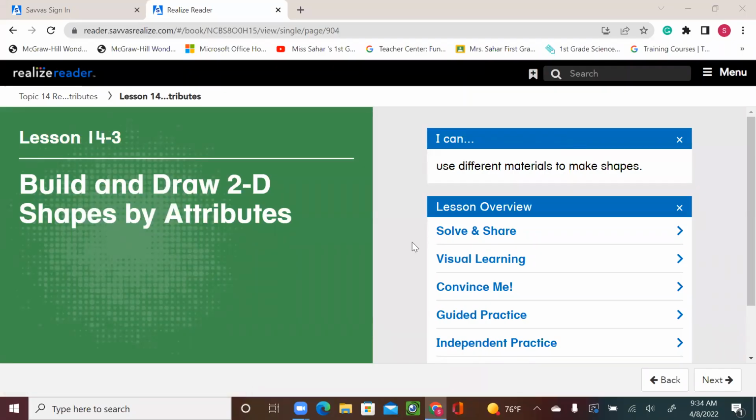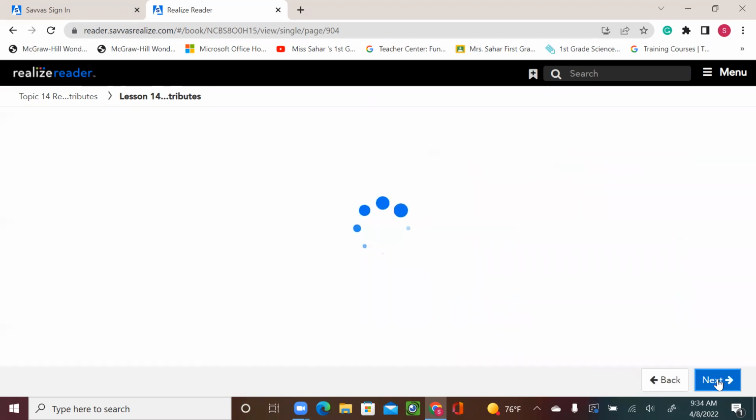Hello, first graders. Welcome to a new math lesson. Please open your book, page 565. And let's start with our lesson 3, topic 14. Build and draw 2D shapes and attributes. So let's see.